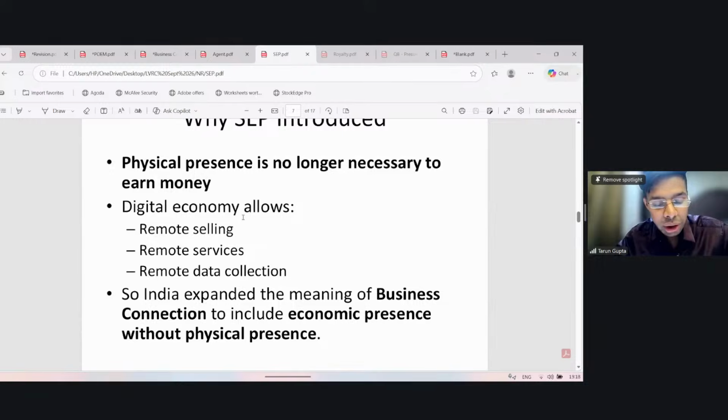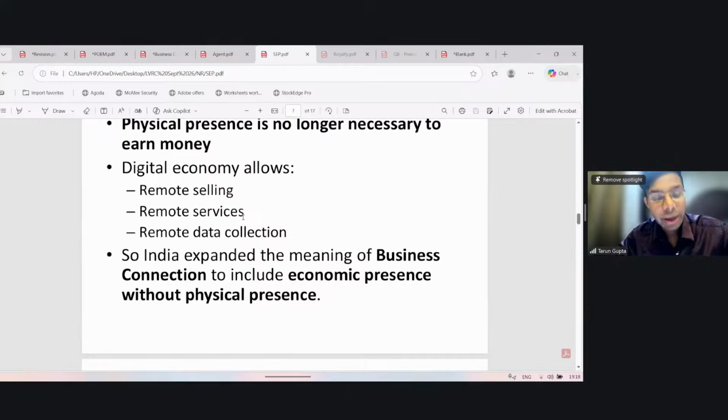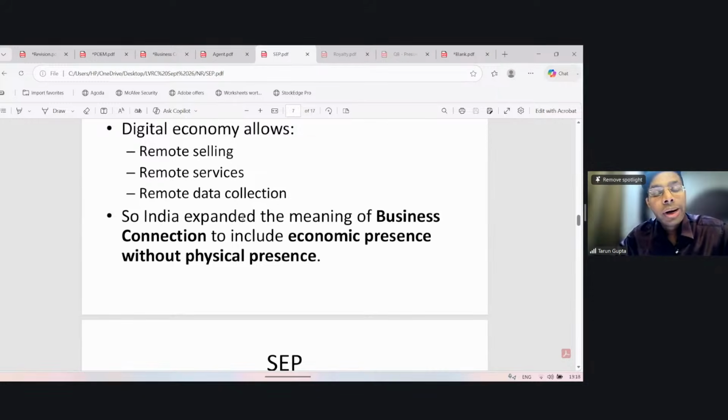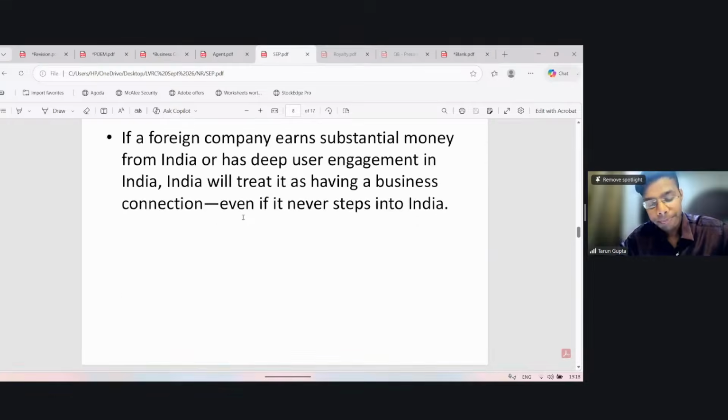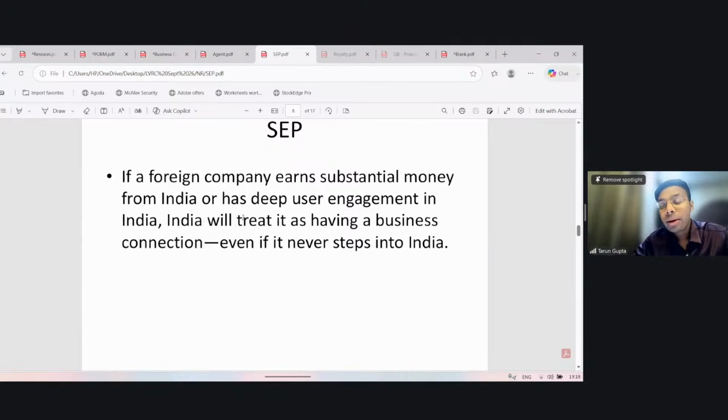Now physical presence is no longer necessary to earn money. The digital economy allows remote selling, remote service, and remote data collection. So India expanded the meaning of business connection to include economic presence without physical presence. So even if there's no physical presence, business connection can still exist. If a foreign company earns substantial money from India or has deep user engagement in India, India will treat it as having business connection, even if it never steps into India. So clear?